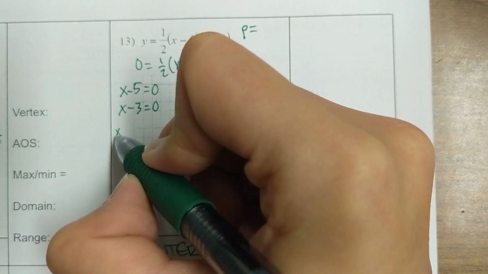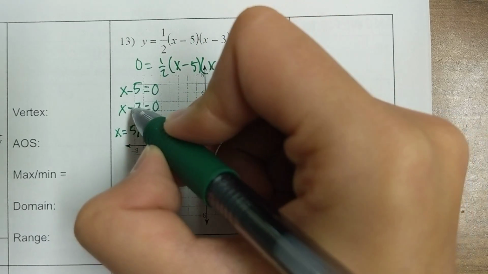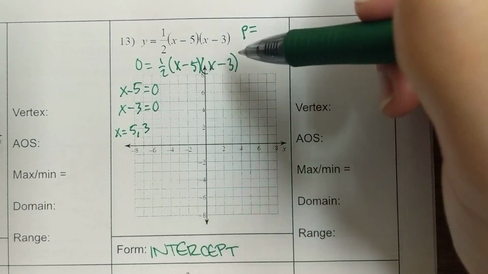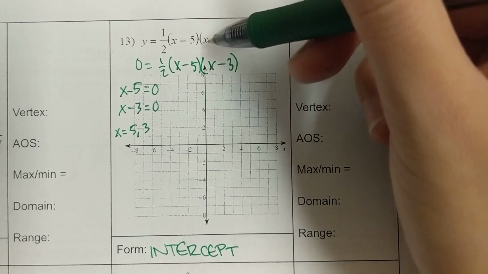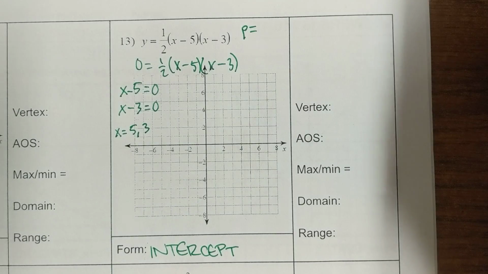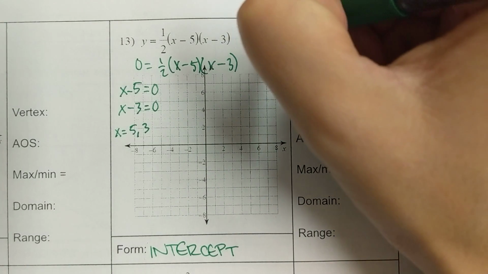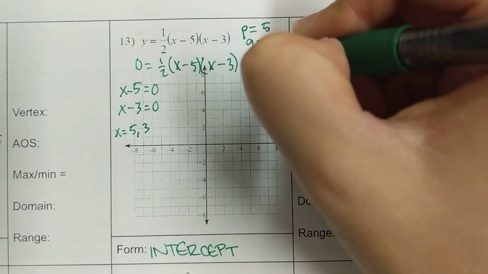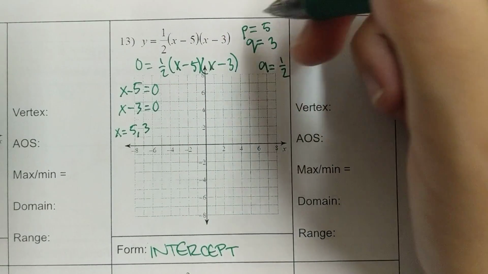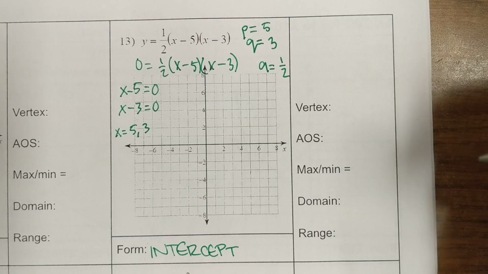So x could equal 5 or x could equal 3 when you add the 5 and the 3 to both sides. Keep in mind that for p and q, you still change that sign, kind of like h in our vertex form. So p is 5, q is 3, and then a is 1/2. Those are the important pieces that are going to help us find the rest of this.